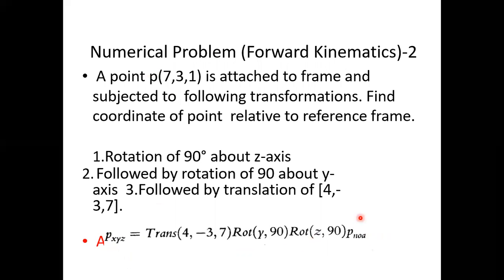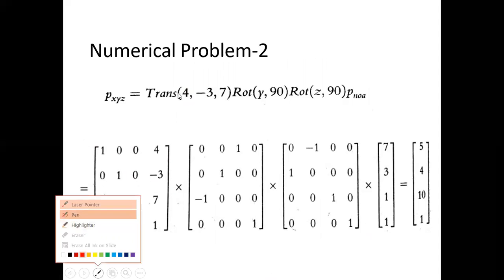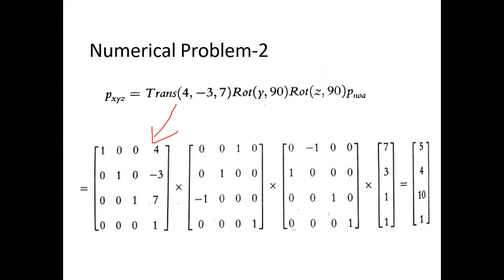Here we have an equation depending on the given consideration. So translation, rotation and rotation. So always first we need to define the translation concept. Okay, here they gave the total values. You have to multiply with this. Okay, translation we can put like this: 1 1 1, 4, minus 3, 7 and 1. Because already we know that for this translation we can get like this.